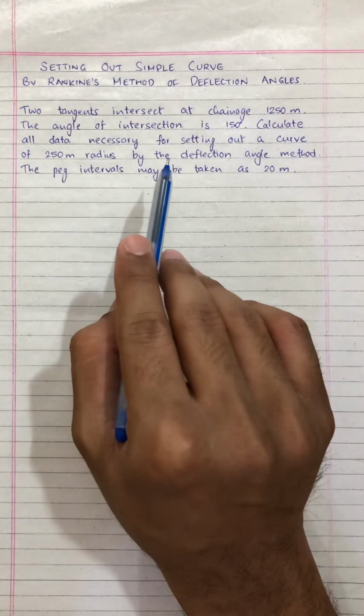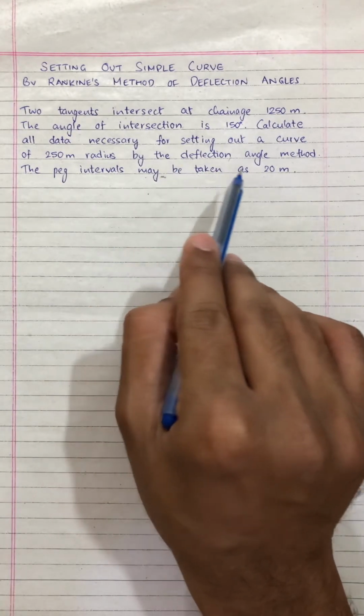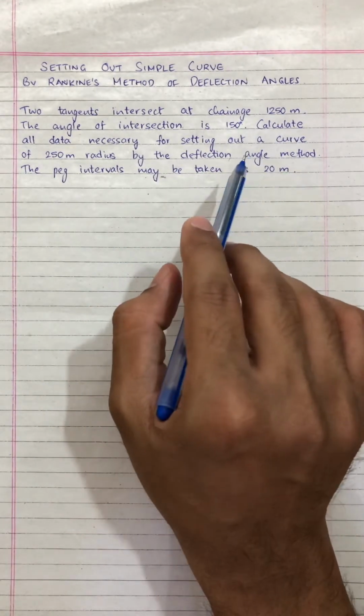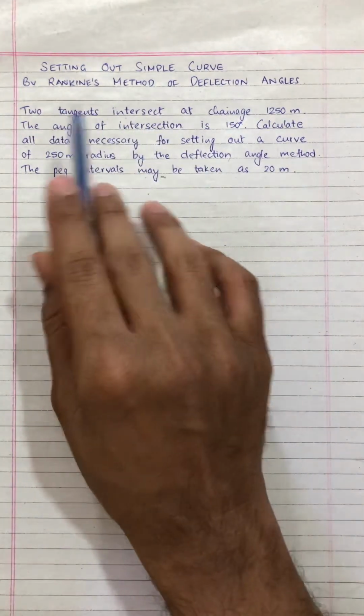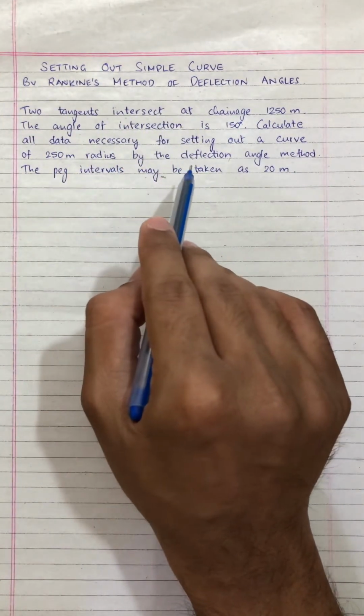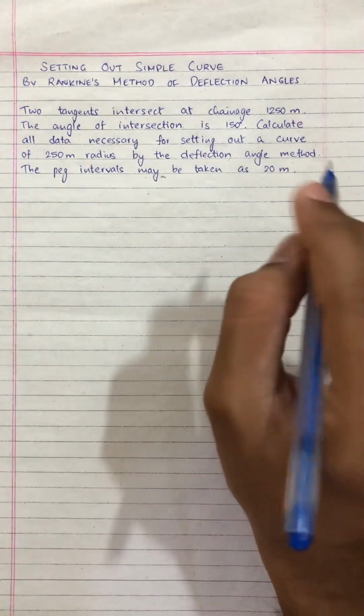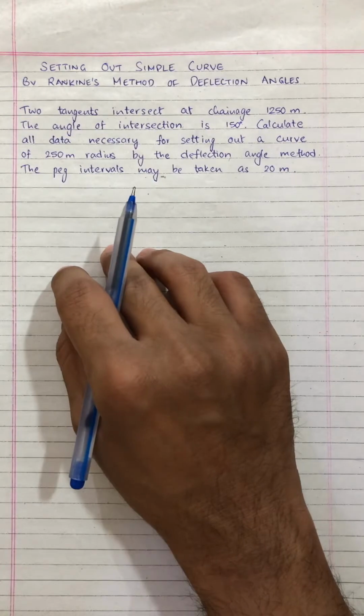Now it is telling you to calculate by the deflection angle method. In many papers it could be calculated by the Rankine's method. In other papers it could be calculated by the deflection angle method. So it is one and the same thing itself. So what is given to you over here?